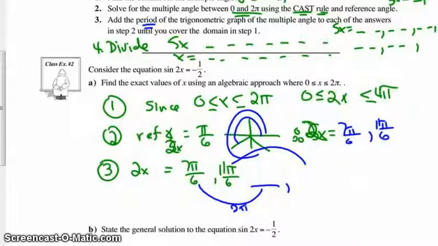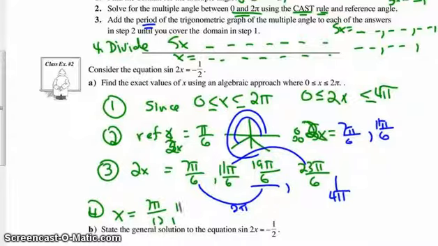And so the next set of answers are going to be, in this case, 19 pi over 6 and 23 pi over 6. I don't need to go farther because that's the cutoff of 4 pi. I don't need to go past that. Those are all my answers for 2x, but my final answer in step 4 is that my actual answers for x need to be divided by 2. So 7 pi over 12 and 11 pi over 12 and 19 pi over 12, and lastly 23 pi over 12, and those answers fit within our 0 to 2 pi for x.